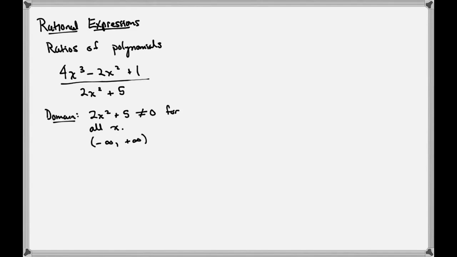The reason for this is I'm squaring x, and then I'm doubling it. That's always going to be a non-negative amount there, and then I'm adding 5, so 2x squared plus 5 is strictly greater than 0 for all x. And therefore there's no values of x that I couldn't put into the domain. There's no potential to be dividing by 0. The domain is all real numbers as a result.